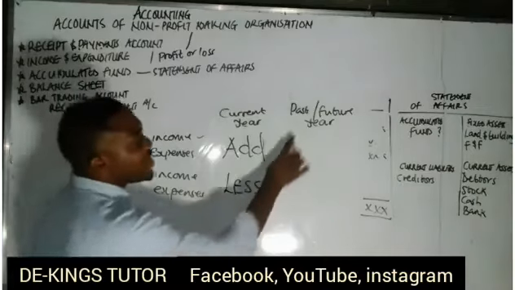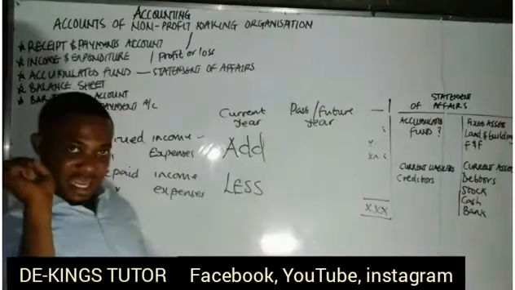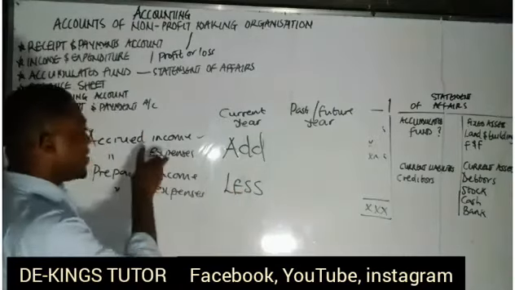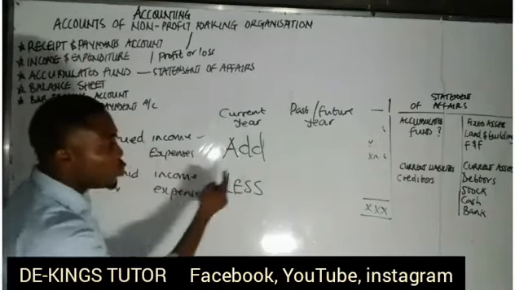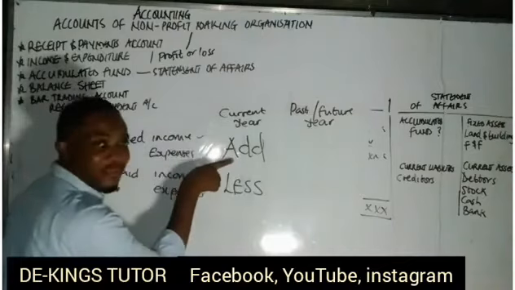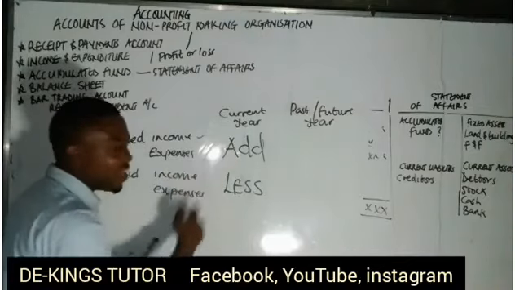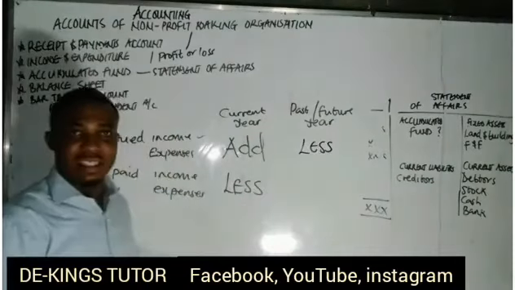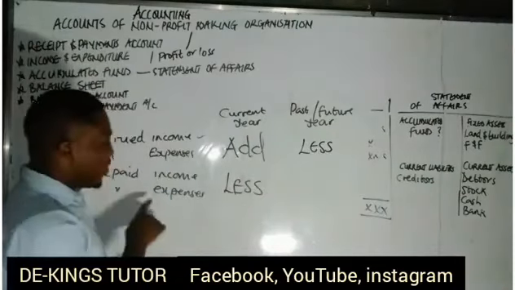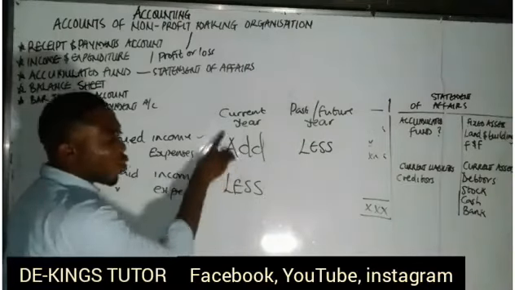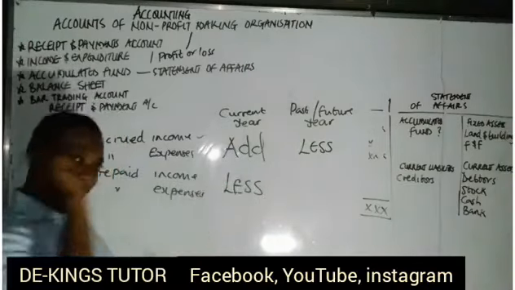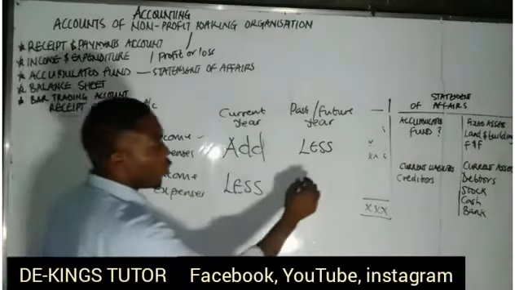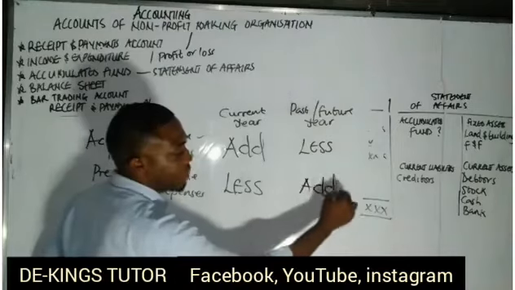That is if we are talking about the current year. But if it is a previous year that has passed or a future year that I'm making reference to, for accrued, you do the reverse of what you would have done in the current year. Now, the reverse of add is what? Less. The opposite of add is less. The same thing applies to prepaid. If it is not for the current year, if it is for the past or a future year, what you will do is to also what? To add.